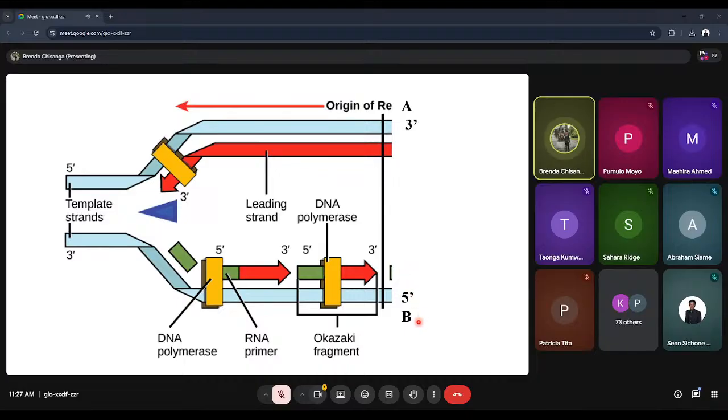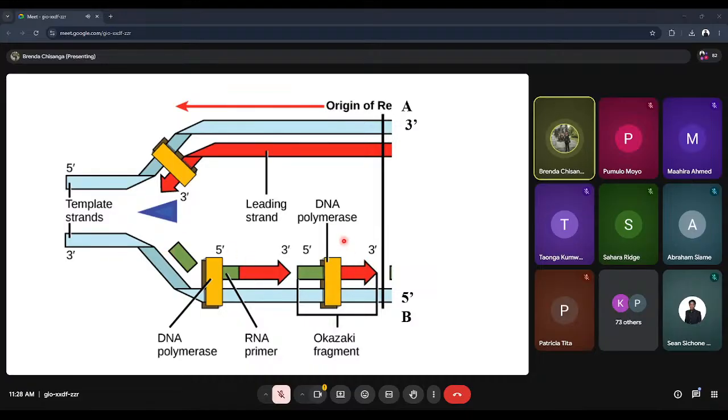Let's now move to strand B. Strand B, if we cut the replication origin in the middle, this position here becomes the 5' end. So the orientation of strand B is 5' to 3'. But then, if polymerase can only add a nucleotide to a free 3' OH group, it means that I can't synthesize it in the same direction as the replication fork. It has to be in the opposite direction.